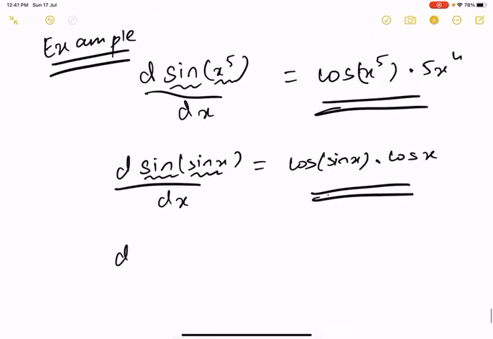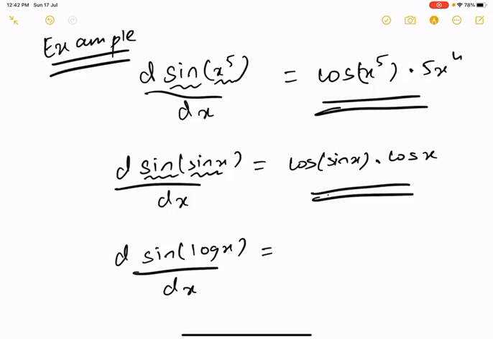We can have one more example, differentiation of sine of log x. Now keep in mind all these examples, one function is inside one more function. The functions are not multiplied, there is no addition, there is no multiplication, there is no subtraction, there is no division. This is rule number 5. This rule is completely different. Here one function is inside another function.